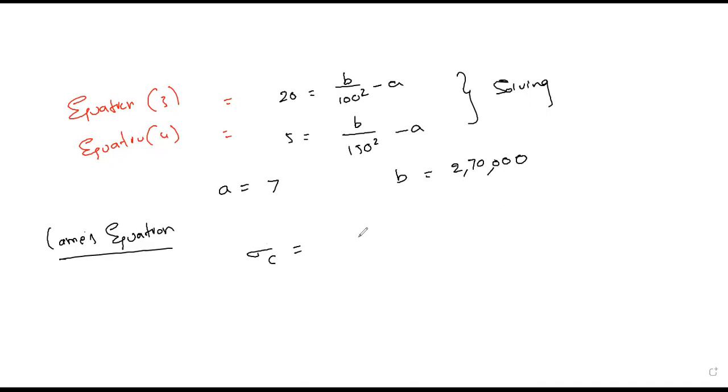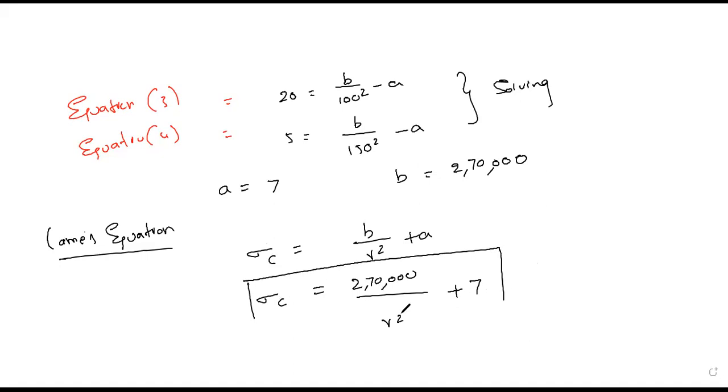Sigma C is equal to B by R square plus A. What is B? 2,70,000. What is A? Known, plus 7. So let us take this as your equation number 5.